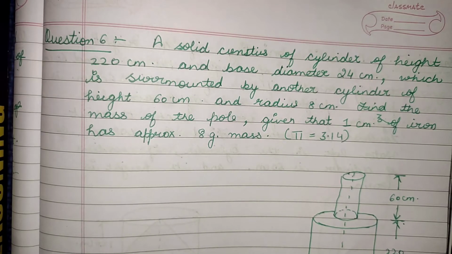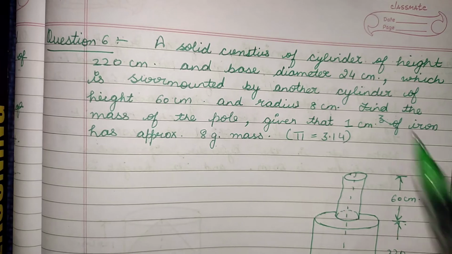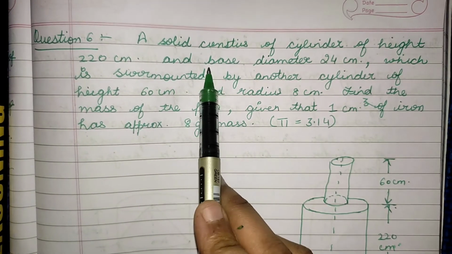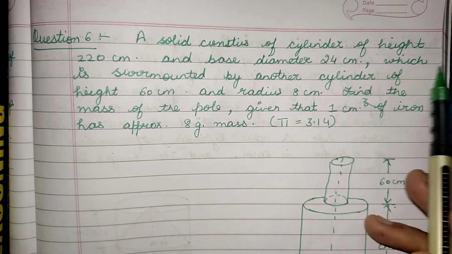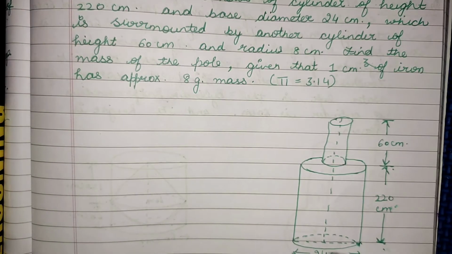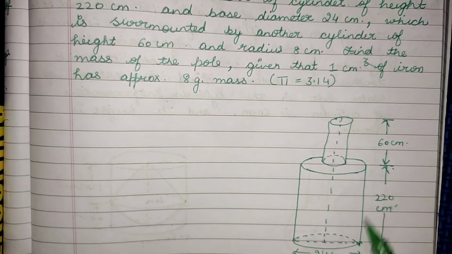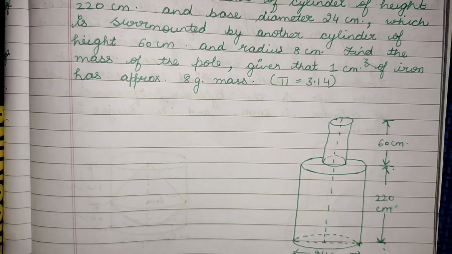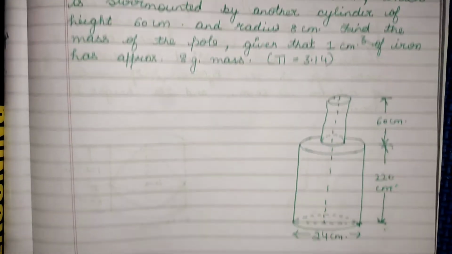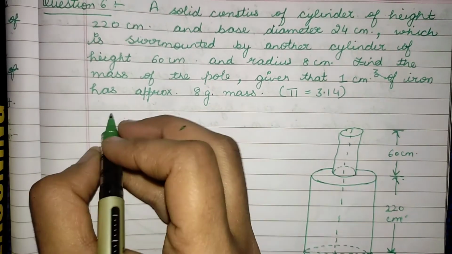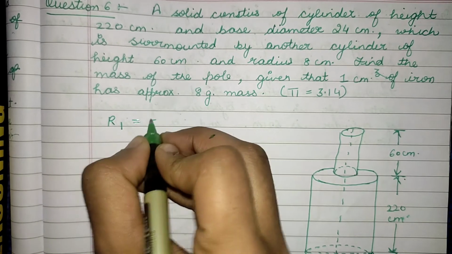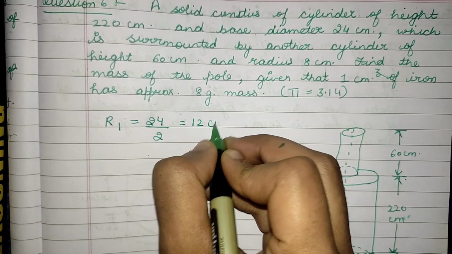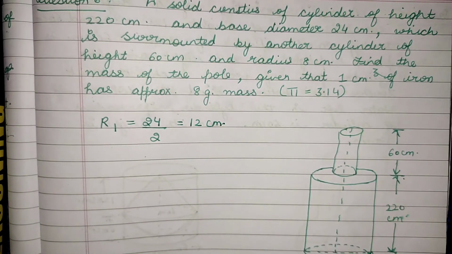Question number 6 says that a solid consists of a cylinder of height 220 centimeter and base diameter 24 centimeter. There is a cylinder whose height is 220 centimeter and the base diameter is given as 24 centimeter. So this time the base diameter is given to us. So what will be the radius? Radius will be equal to 12 centimeter.